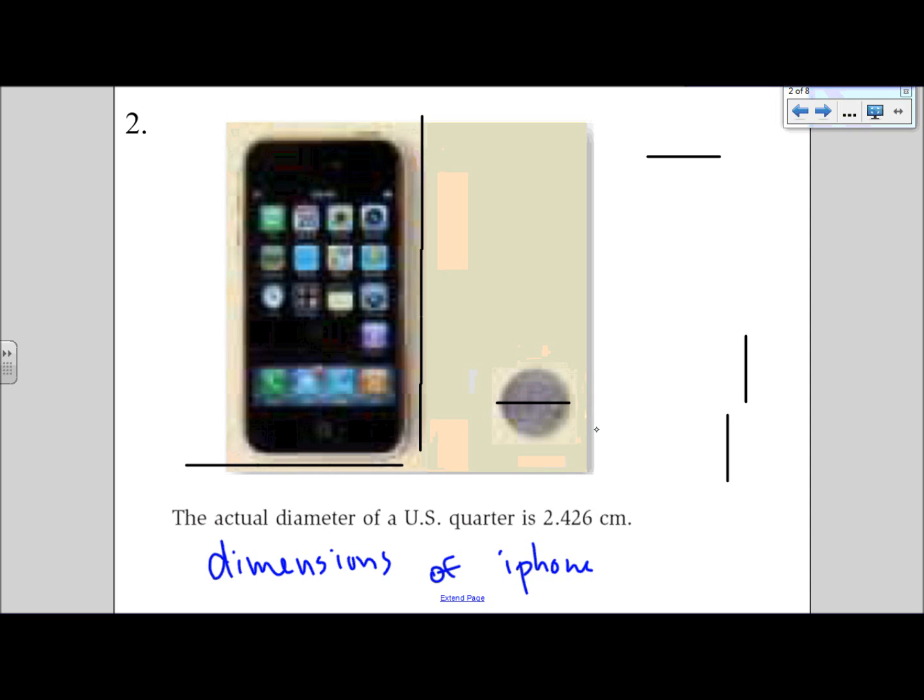So tomorrow in your notes, what you're going to bring into class, I want you to see if you can tell me the actual dimensions of this iPhone. Now in real life, the US quarter is 2.426. Not necessarily in this picture, but they're saying that they're similar. And we'll talk tomorrow about the assumptions that we're making with this, that we can actually use this type of picture. So come with those dimensions, see if you can use the similarity of that.